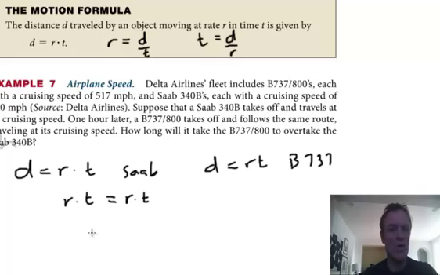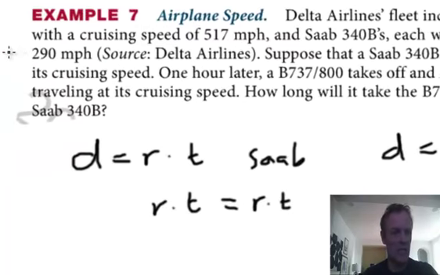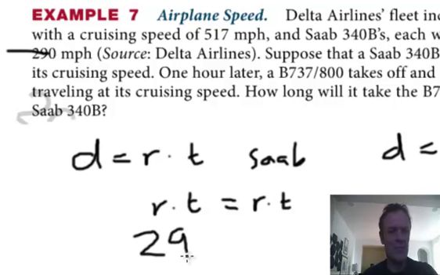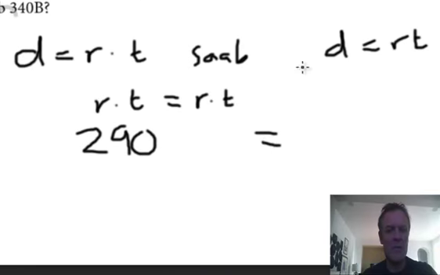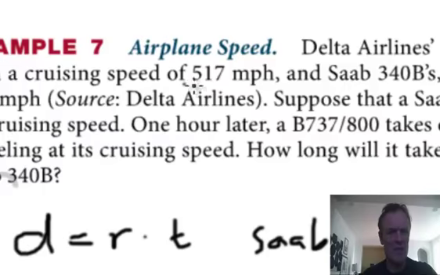So let's have a look. What's the speed of the slower plane? Here it is, 290. Okay. Right, I'll put over here equals. What's the speed of the faster plane? It's 517.